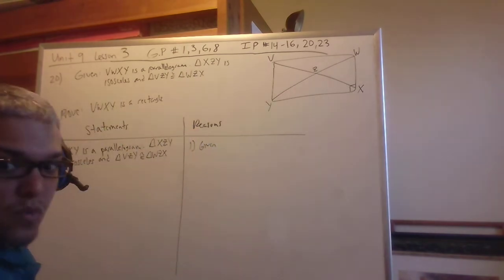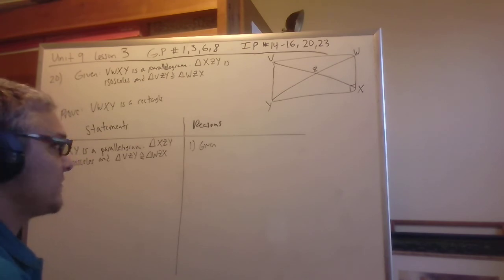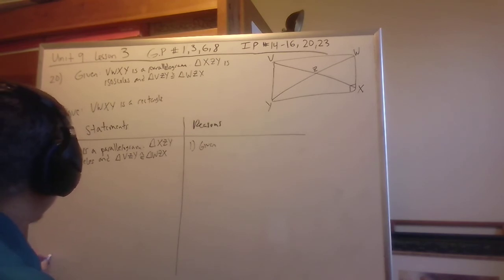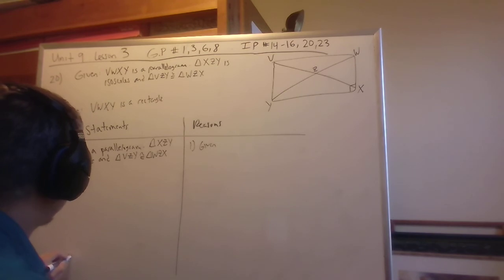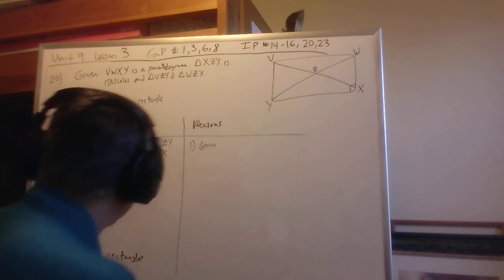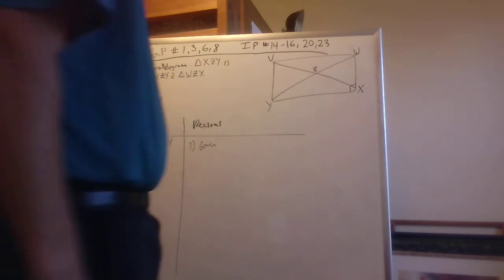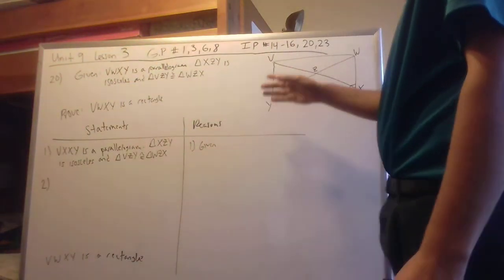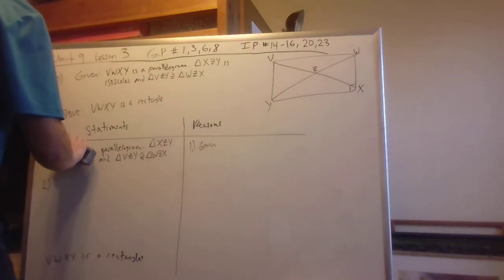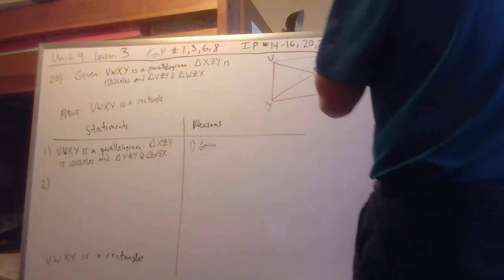And then I don't know what the final step number is, but we write down at the bottom VWXY is a rectangle, and it's because that's what we're trying to prove. So the first thing we want to do is, we know that VWXY is a parallelogram.